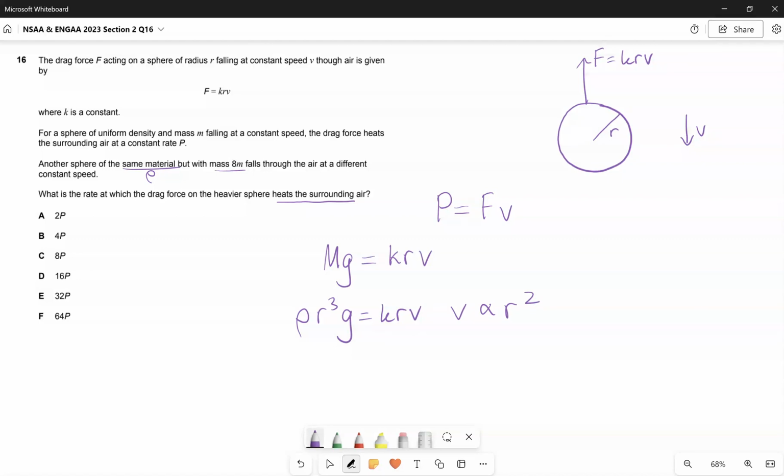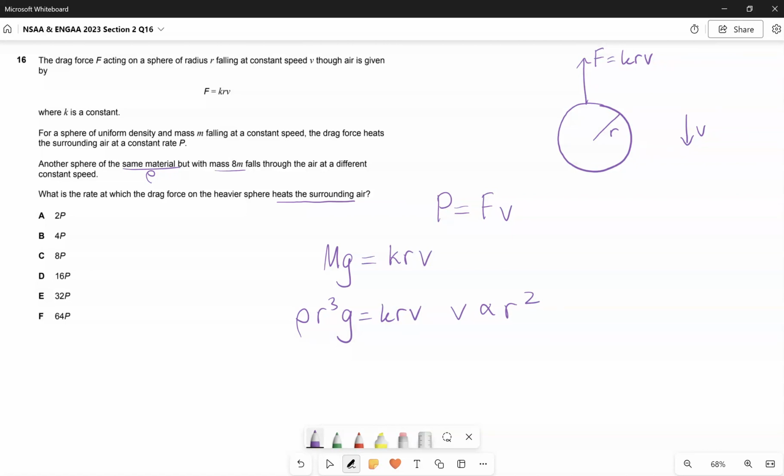And why might that be useful? So why would we think to do this? Well, we know the power is F times v, so we just need to work out what the force would be and what the velocity would be. And so we need to know how the velocity depends on r, as well as the force, and how all these constants are related to each other.